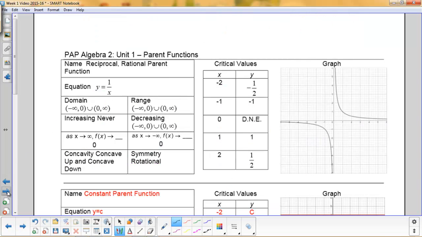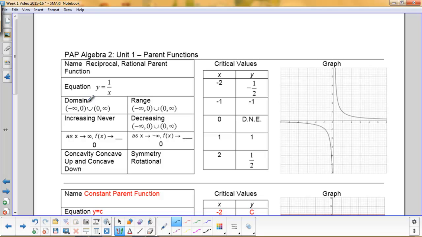Our last set of parent functions is our reciprocal or rational parent function. It's called both, so please be familiar with both of the vocabulary terms. A ratio is a fraction, so that's where the word rational comes from. All right, so we get y equals 1 over x.